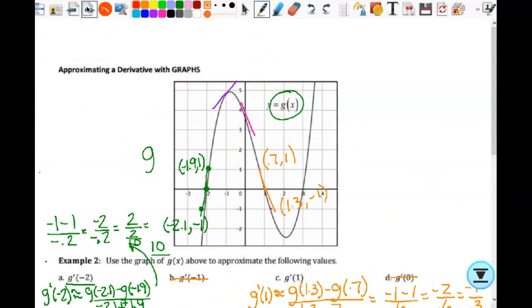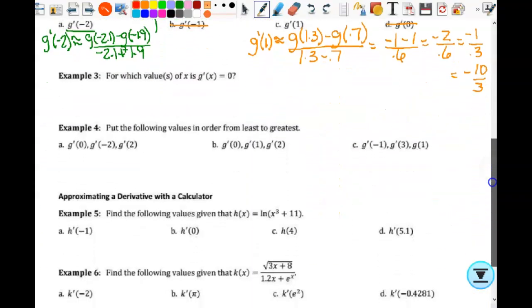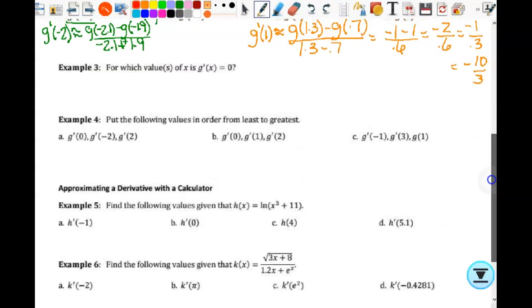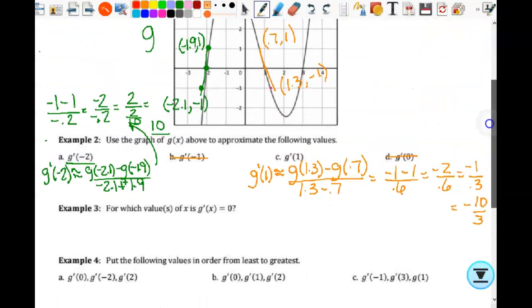But you could be asked to approximate it using a table. You're not going to be asked given the graph, we just did one that way. And then we're also going to do it with a calculator. But we'll get there in just a second.